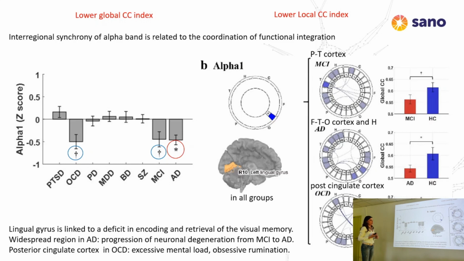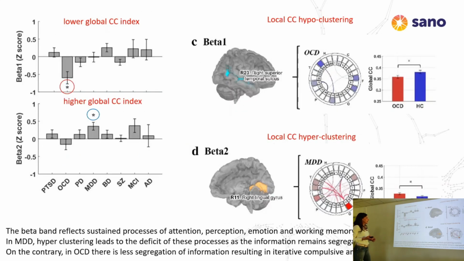For obsessive-compulsive disorders, another lower local clustering was shown in the posterior cingulate cortex. And this region could mean an excessive mental load and obsessive rumination that is typical of this pathology.